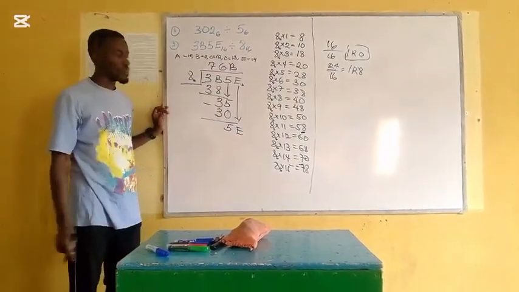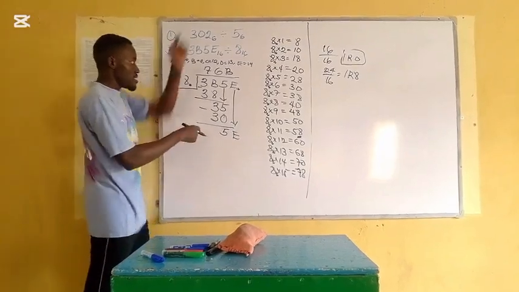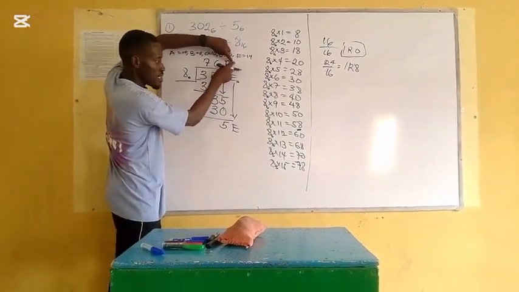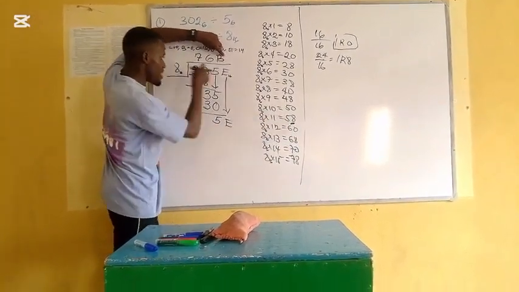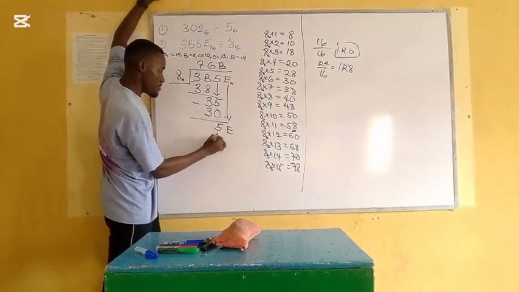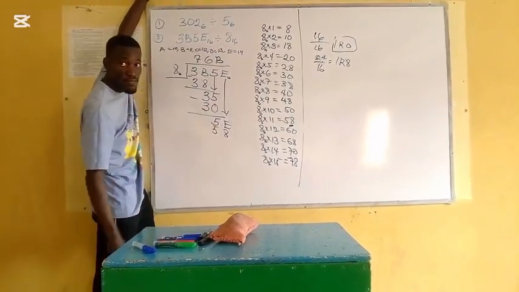So I multiply again. This B is what? 11. So that will be 11 times 8 is going to give me what? 58. So I'm bringing it down here. That will be 58. Alright?